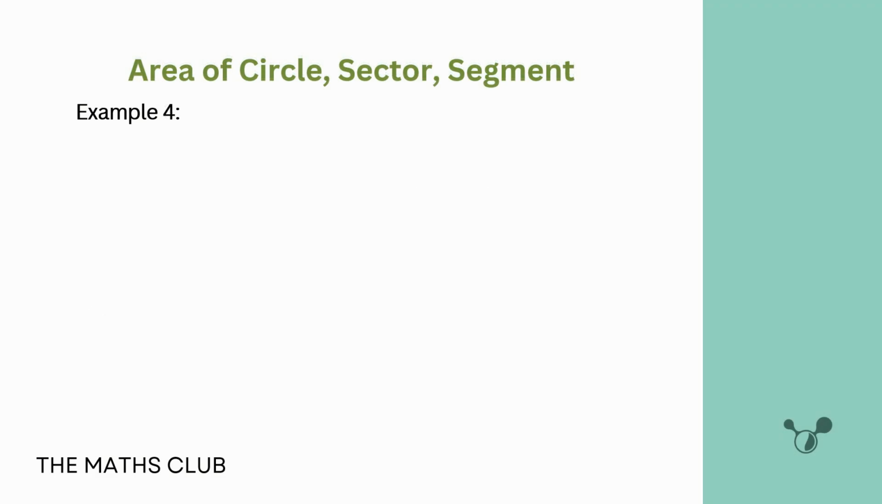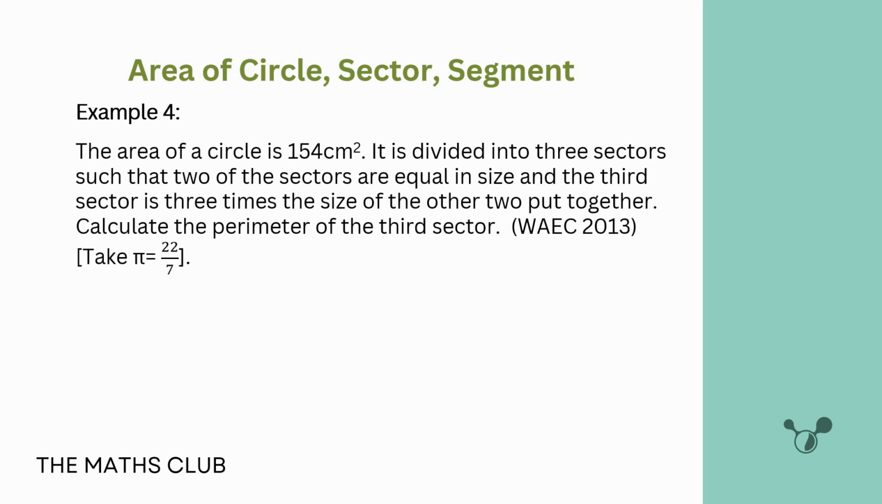Great. Example 4 says that the area of a circle is 154 centimeters squared. It is divided into 3 sectors such that 2 of the sectors are equal in size. Pause and reflect on that. Great. And the third sector is 3 times the size of the 2 put together. That means the other 2. So we have the third, which is 3 times the size of the other 2 put together. And we're told that we should calculate the perimeter of the third sector. This question is taken from 2013, and we should take pi to be 22 over 7.